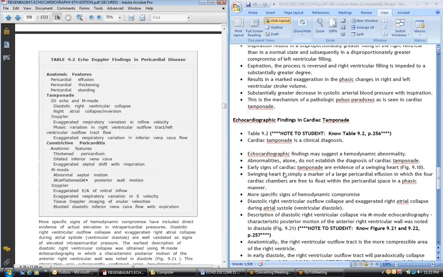In tamponade, you're going to have pericardial effusion. You may have thickening and stranding. You want to use 2D echo and M mode. You're looking for right ventricular diastolic collapse, right atrial collapse. With Doppler, we want to look for exaggerated respiratory variation in inflow velocities, phasic variation in right ventricular outflow tract, left ventricular outflow tract, and an exaggerated respiratory variation in the inferior vena cava flow.